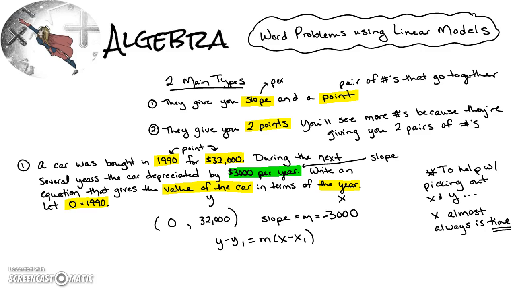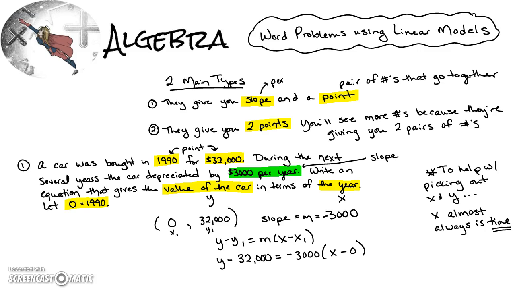All right, so we plug our point in. The y1 is, I'll just label it up here, the y1 is the 32,000. And when we get over here, slope is negative 3,000 x, and then the x1 was 0.